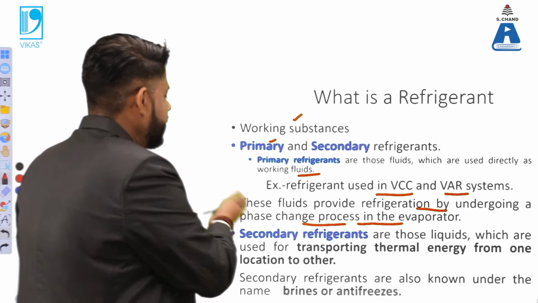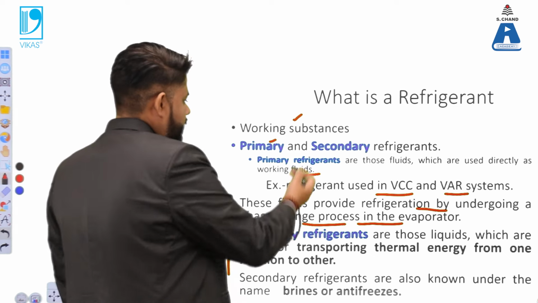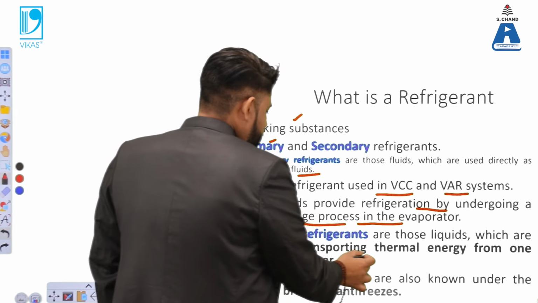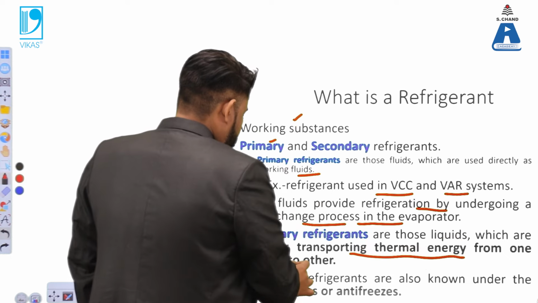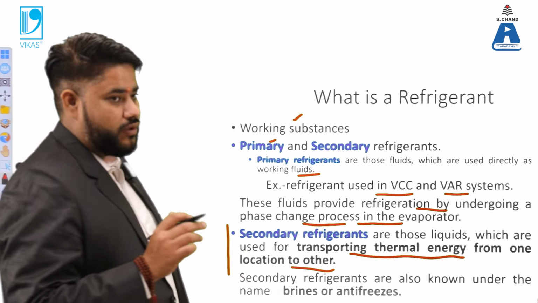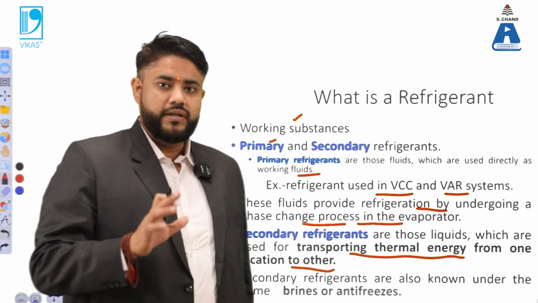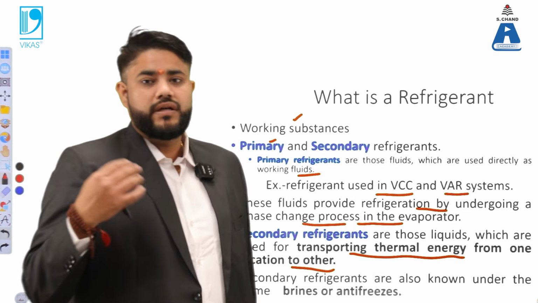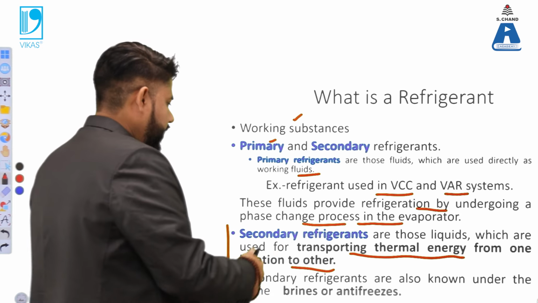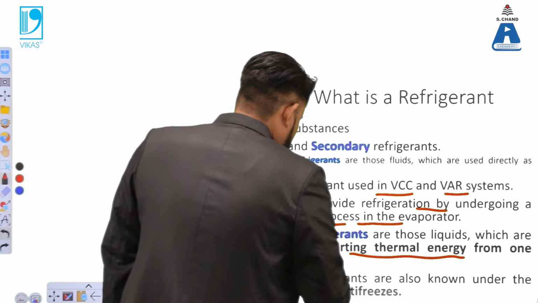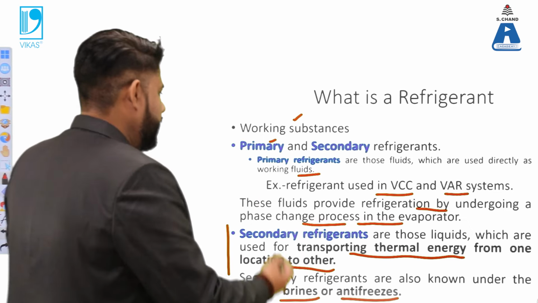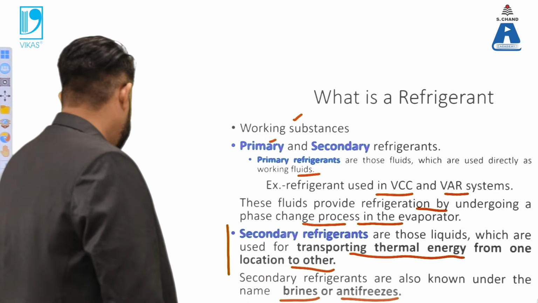And secondary refrigerants are those liquids which are used to transport thermal energy from one location to another. So these refrigerants are not used in the direct form, but they are used to transport energy from one location to another. Secondary refrigerants are basically the antifreezes or brines.